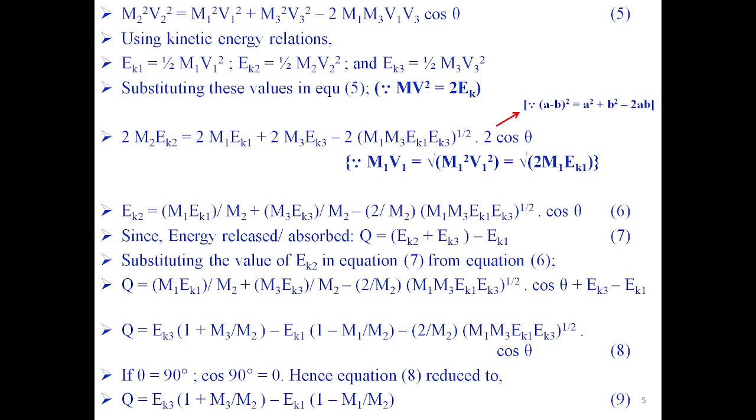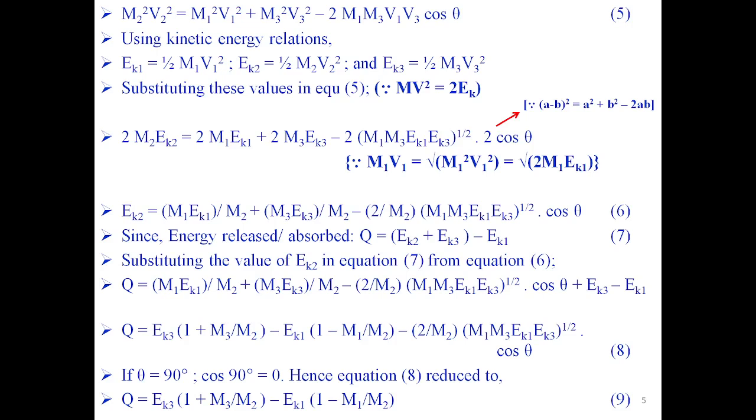So now, using kinetic energy relations, we get Ek1 equal to half m1 v1 squared, Ek2 is half m2 v2 squared, and Ek3 is half m3 v3 squared. Here Ek1 is the kinetic energy of the projectile, Ek2 is the kinetic energy of the recoiling nucleus, Ek3 is the kinetic energy of the emergent particle.